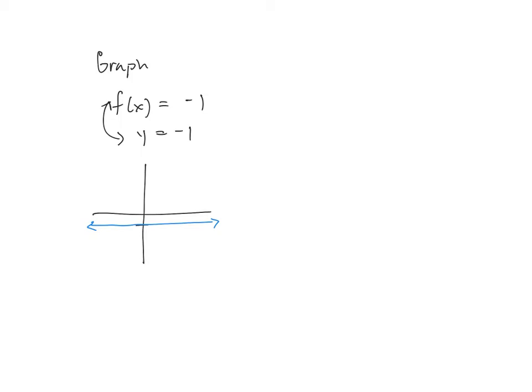Okay, and the reason is all these points on the blue line, the y part is -1. So this could be like (2, -1), (5, -1), (-2, -1), (-4, -1). Like they all have -1 for the y part. Okay.